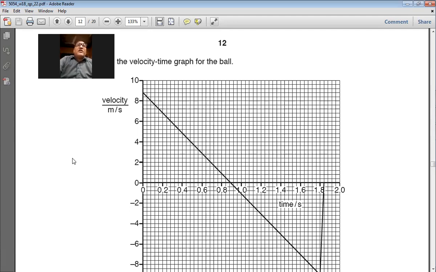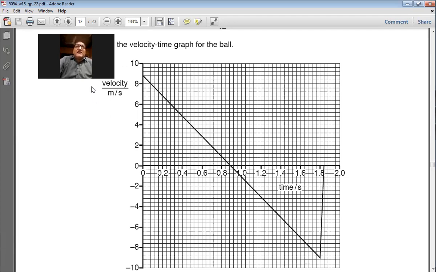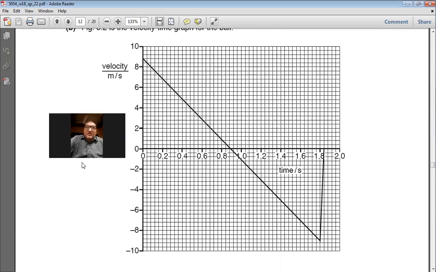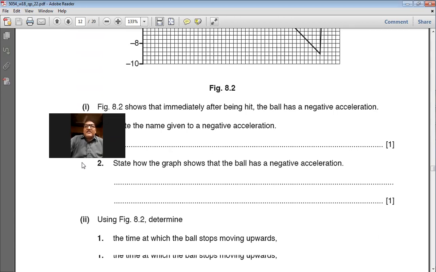Apply the formula: take two points here and calculate the gradient of this line. y2 minus y1 divided by x2 minus x1, that is how you calculate the gradient, and that will be negative. We know we have negative acceleration because the gradient of this velocity-time graph is negative.